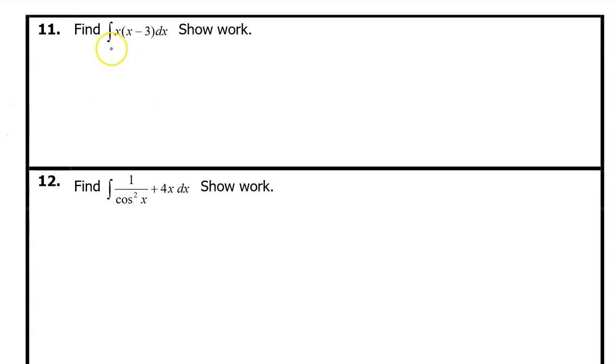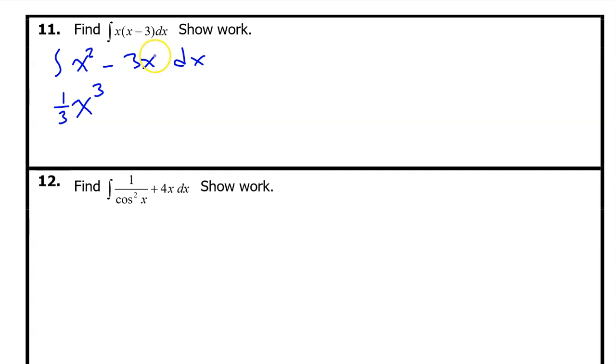Number 11. To find the integral of this expression, we should distribute the x first. So that will be the integral of x squared minus 3x dx. Now we can take the antiderivative term by term. Adding 1 to this exponent gives us x to the third power, and then dividing by the new exponent gives us a 1/3 in the front.